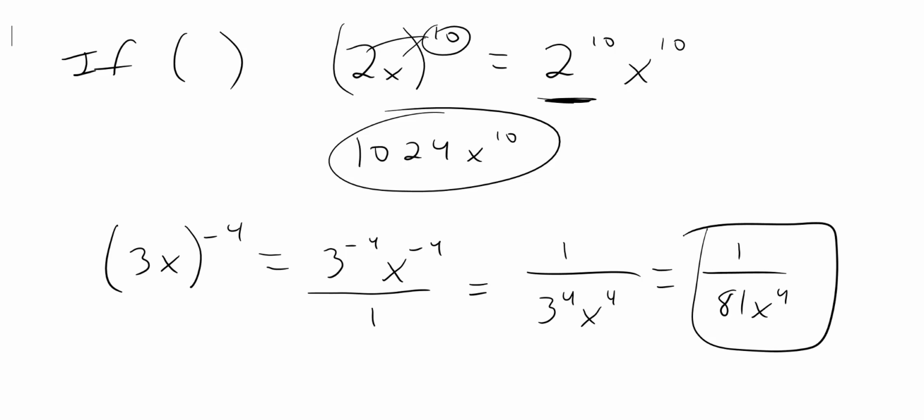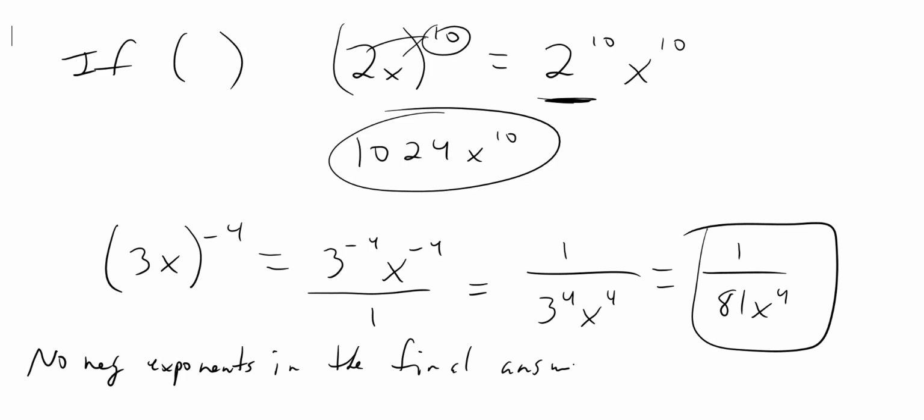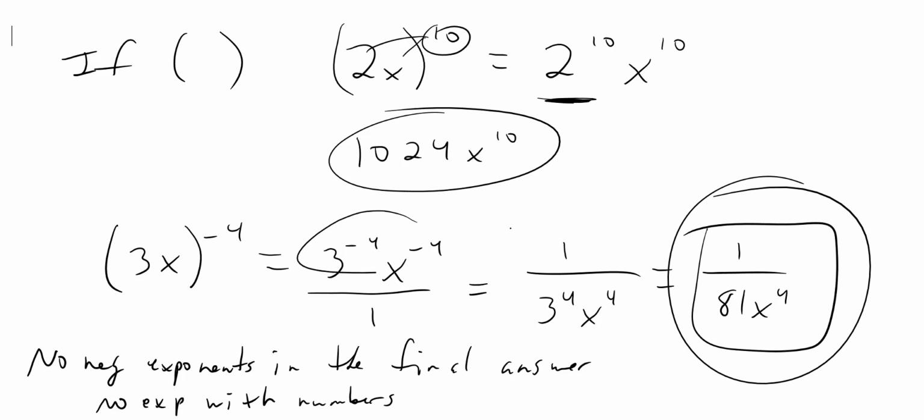So last thing here, no negative exponents in the final answer. We talked about that already. So I want to write it one more time. No negative exponents in the final answer. And no exponents with numbers. Which is what this is right here. I got rid of the negative exponents, and I said 3 to the 4th power is 81.